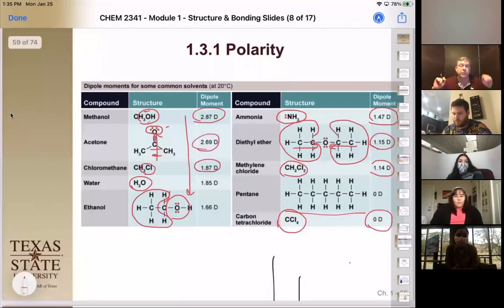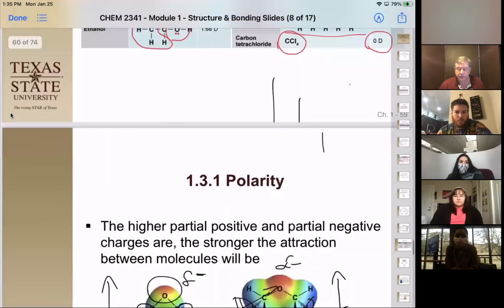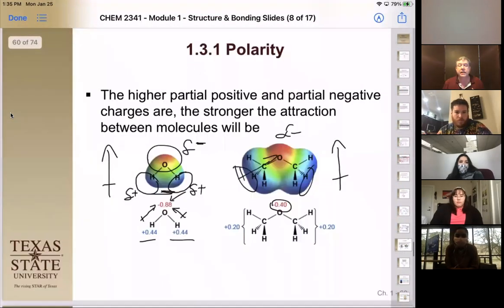Okay, so do we see what polarity is? And do we see that the actual bond polarity controls the molecular polarity? Okay, so let's take that into an extension. So now that we have molecules that have a partially positive side and partially negative side, that's going to change how they interact with each other. Okay.